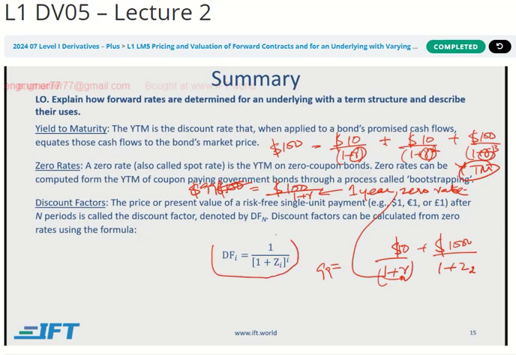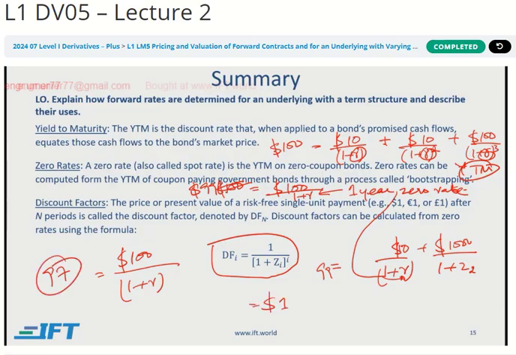Now, discount factor is a fairly simple concept. If you have, let's say, $100 coming next year, and you calculate the present value of that $100, and let's say it comes to 97, then for $1 it will be 0.97. So for a value of $1, if you calculate the present value, that becomes the discount factor.